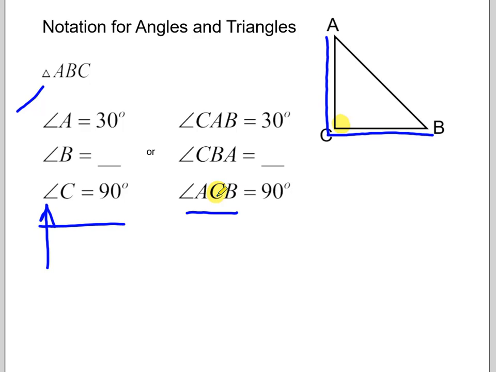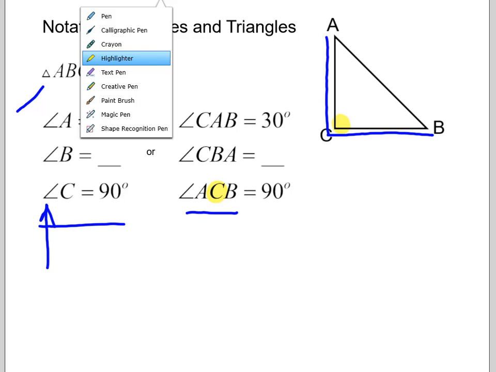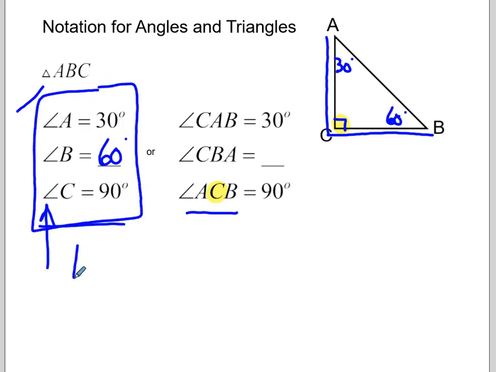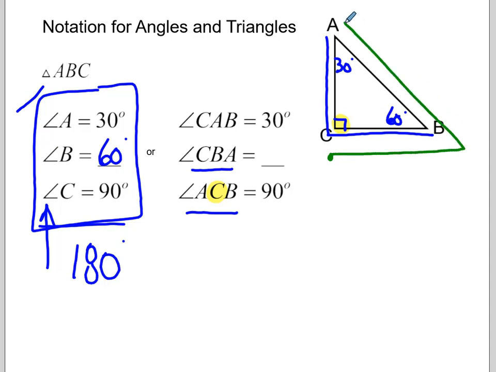If we go back here, let's fill in the missing pieces. If angle B is 90 degrees and angle A is 30 degrees, then the missing angle here would have to be 60 degrees, because all three of these together would have to be 180 degrees. Now angle CBA, let's change color. If I go from C to B to A, it's this angle right here, which we've already found is 60 degrees.